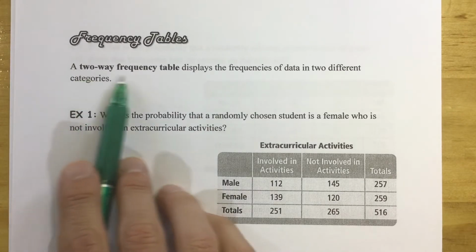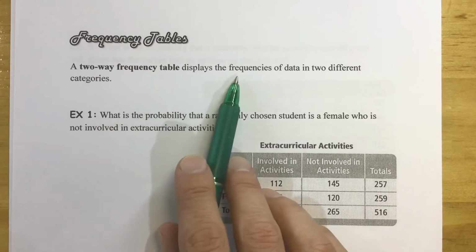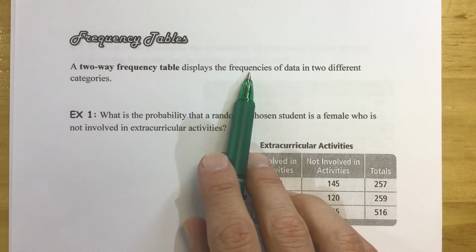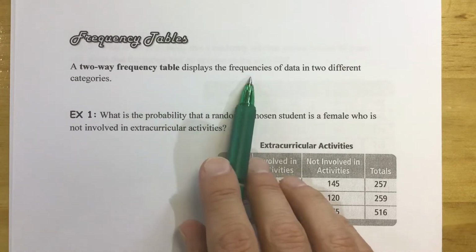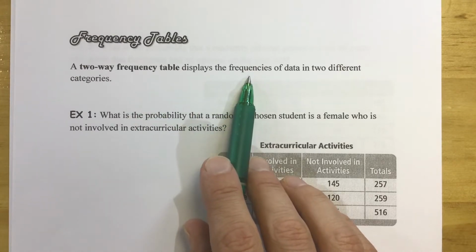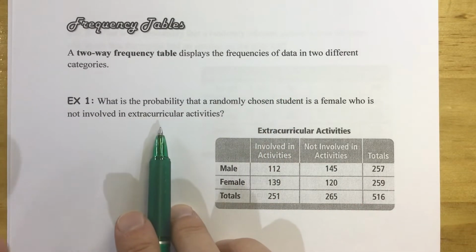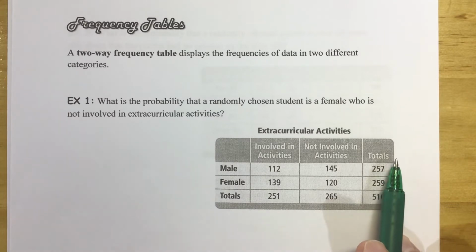Anyhow, here, a 2-way frequency table, which is pretty much what you end up looking at on things here. It displays frequencies. Frequencies are the amount of times something appears, a quantity of something, how frequently something has happened. A 2-way frequency table displays the frequencies of data in 2 different categories. So example number 1, what we have here is a table that has 2 categories, as mentioned above.